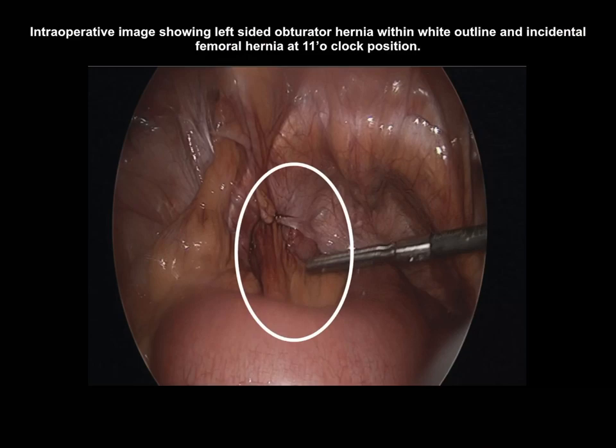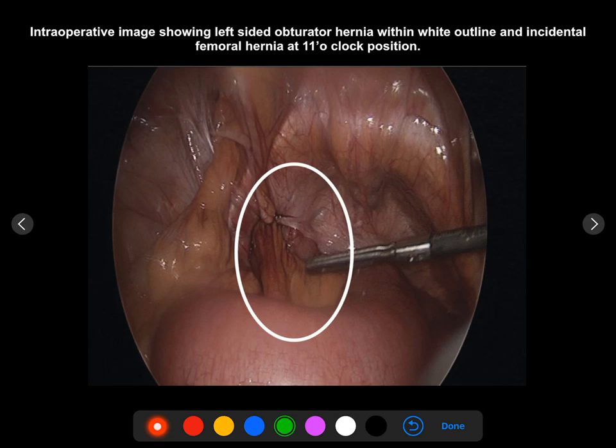This is another case of the obturator hernia. You can see the circle around it, bowel inside the defect, and at the same time there is an incidental finding of a femoral hernia. The management of this case: reduce the content of the hernia, the bowel is reduced into the abdominal cavity. The defect should be closed by either suturing or by the implantation of a mesh.